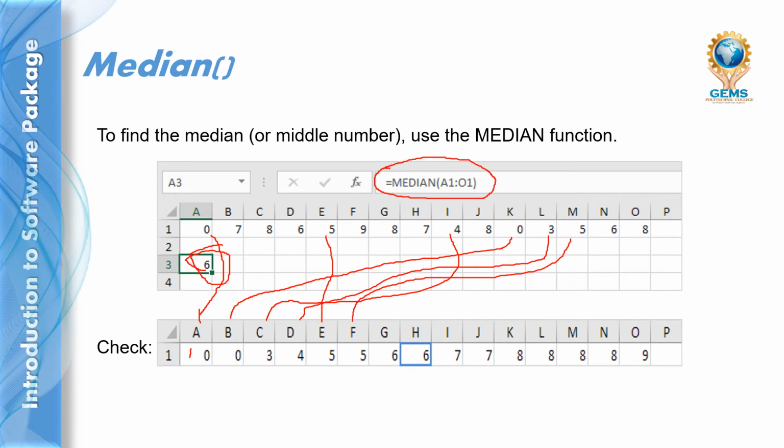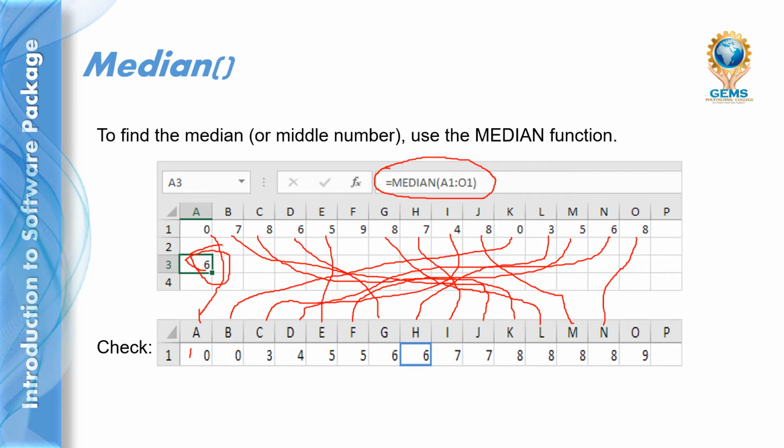Then 6 is there. And another 6. Okay, 7. Where is 7? Here 7. And you can use this 7. And 8 also here, and you can use this 8. And you can use another one 8. Another one 8. And one more 9. Finally it is 9.